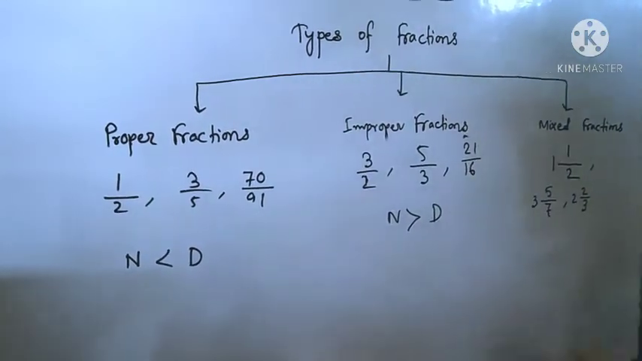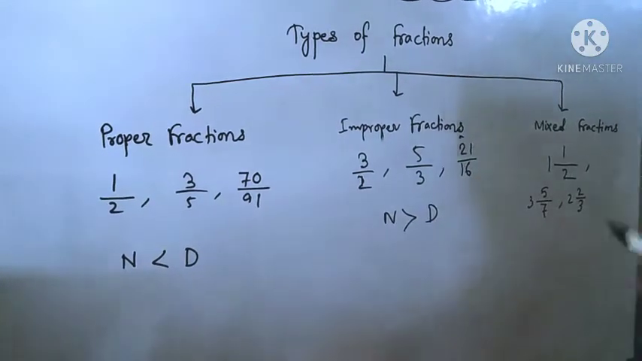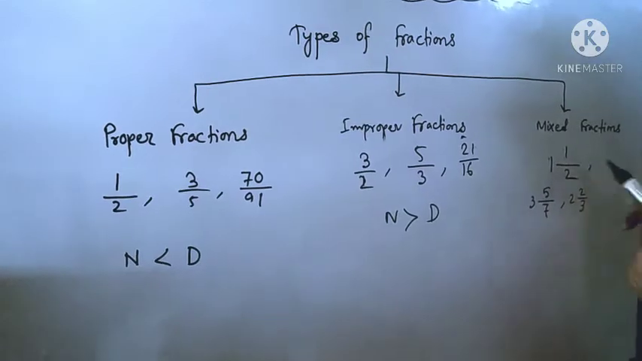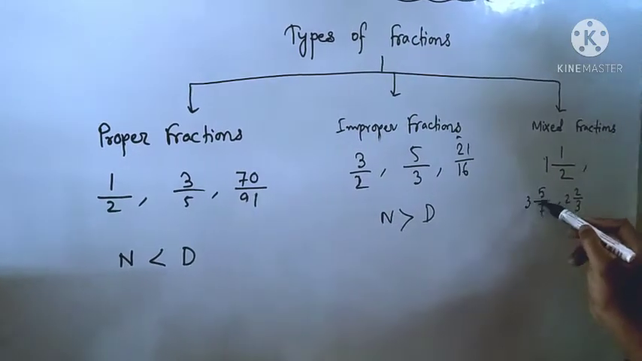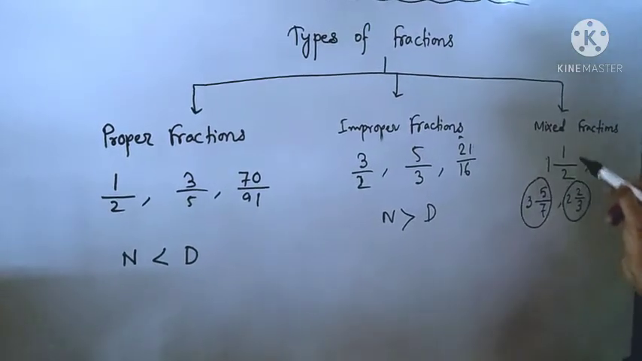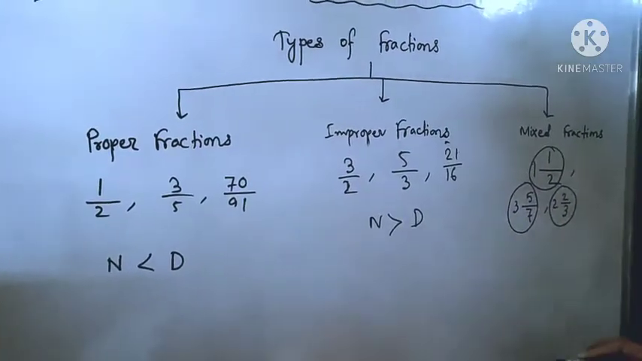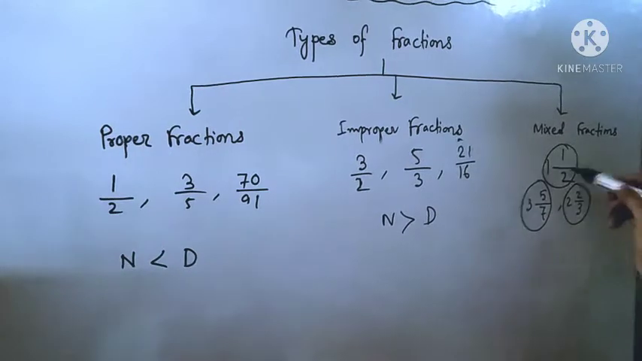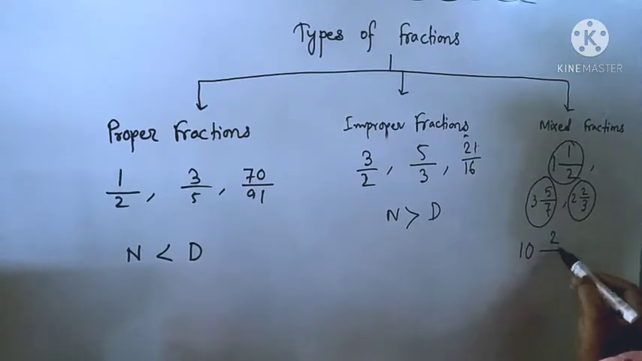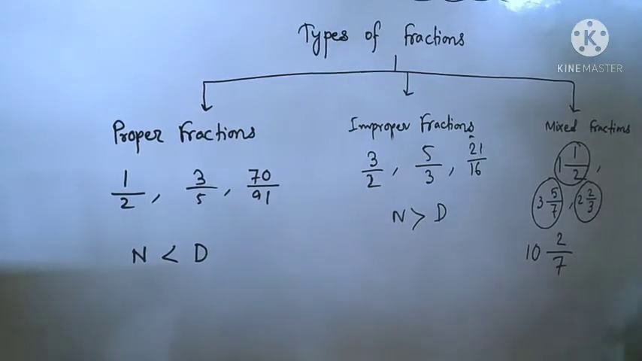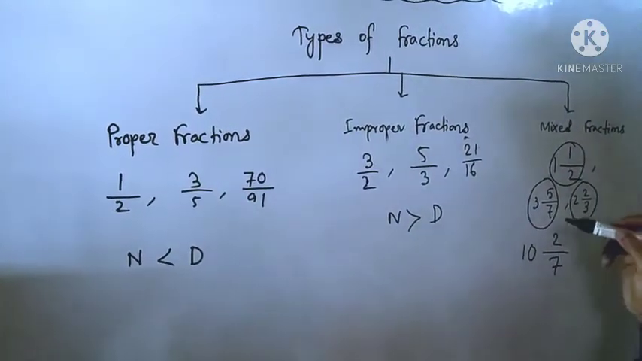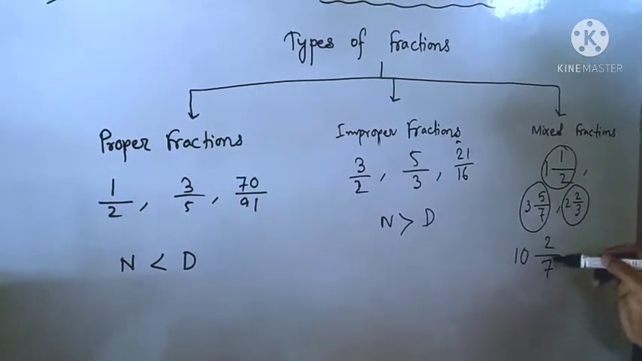And what are mixed fractions? A mixed fraction means like this: 1 and 1 by 2, 3 and 5 by 7. These types of numbers, or this type of fractions, are called mixed fractions. If we take 10 and so on, this is also a mixed fraction. These are our examples of mixed fractions. That is just a mixture, you can say.